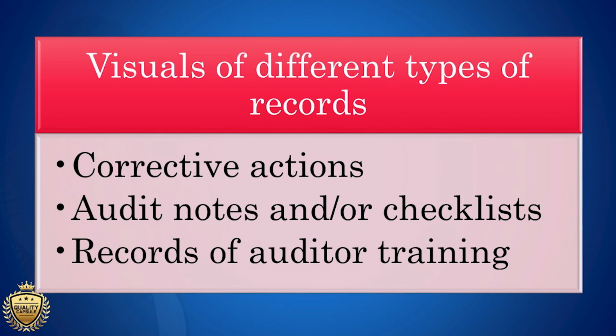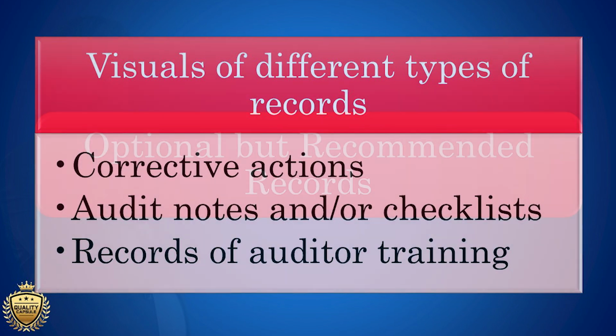Then we have audit notes or checklists. They are the proof that the audit took place and evidence collected. If your organization maintains an audit plan and reports, these notes might not be necessary for you. We have also records of auditor training, ensuring auditors have met competency requirements. These should be kept with other training records, of course.